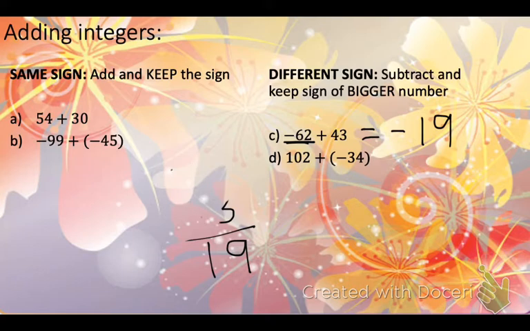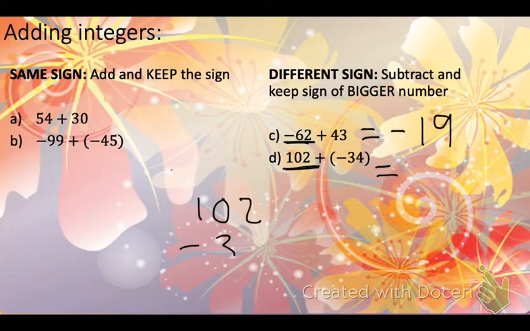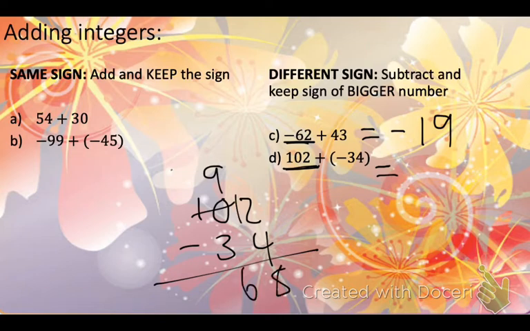Okay, and then if I look at the last one, the bigger number is positive, so my answer will be positive. And again, I'm going to subtract 102 minus 34. And that's going to give me 68. And it's positive because 102 is bigger, and we subtracted because they're different signs.